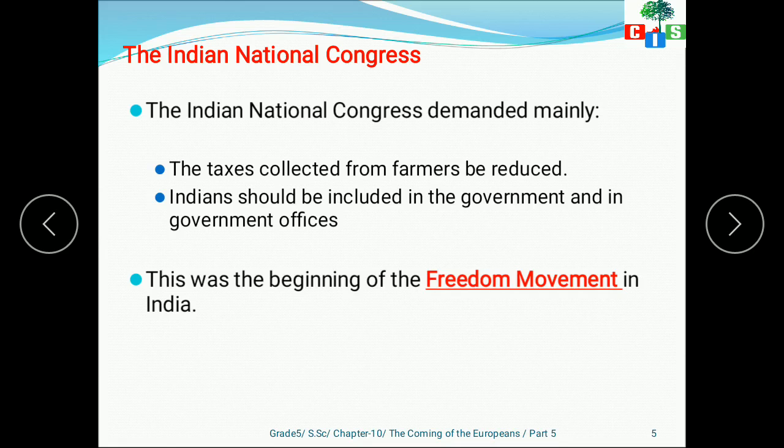First, the taxes which were collected from the farmers be reduced, and secondly, the Indians should be included in government and in government offices. So these were the two main demands of the Indian National Congress to the Britishers. Okay. Now this also gave the beginning of the freedom movement in India. Fine. Now in the next chapter we will read more about this freedom movement. So this is all about this chapter 10, the coming of the Europeans. Now let's see the question answers.